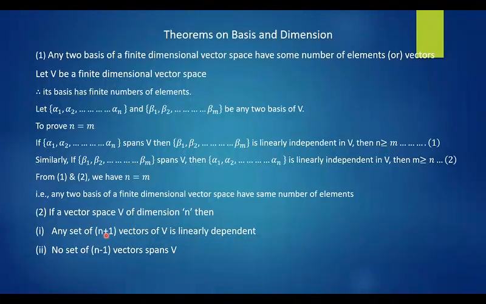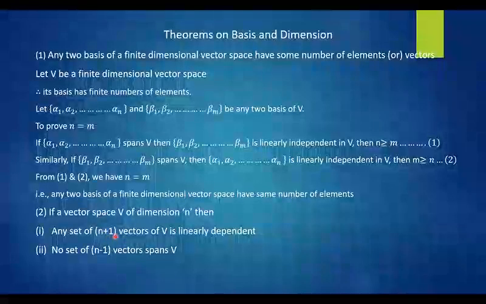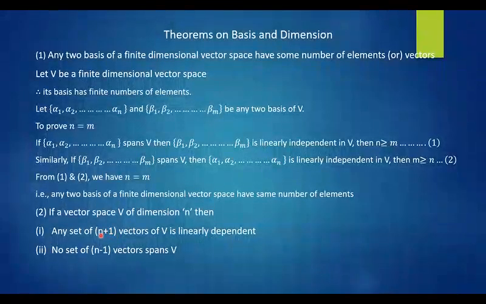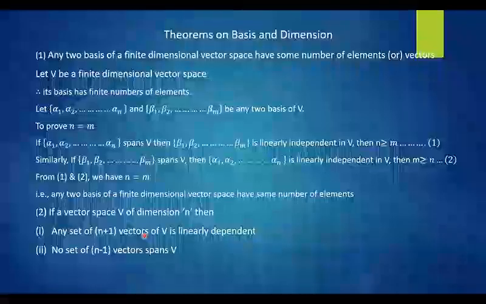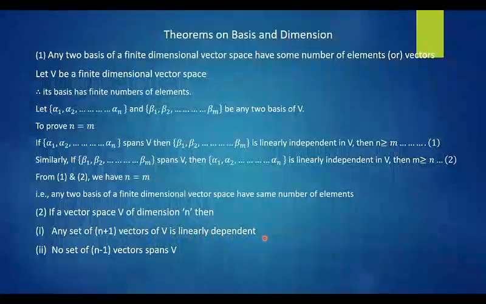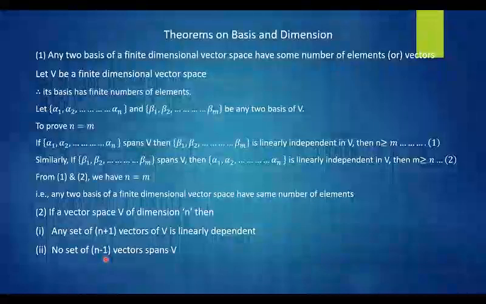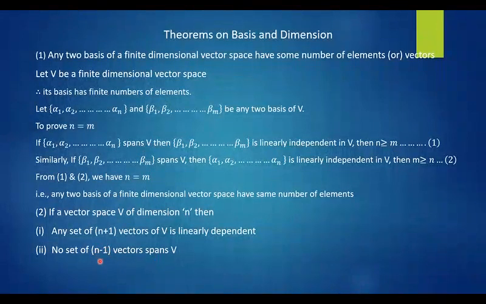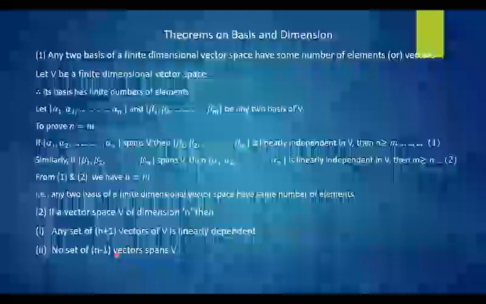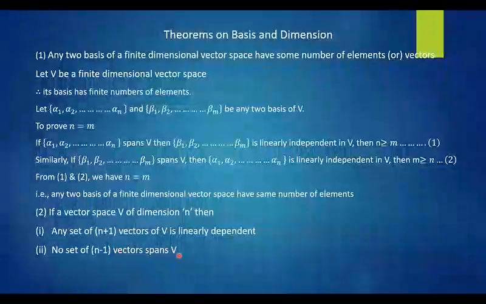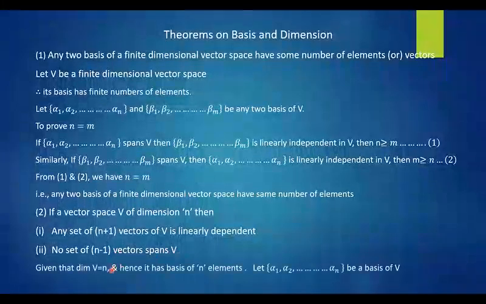If n vectors are in the basis elements, and we add one more vector to n number of vectors, it becomes n plus 1 vectors. Any set of n plus 1 vectors is always linearly dependent. Okay, so no set of n minus 1 vectors spans V. That means what? N vectors span V. If we subtract any one vector from n number of basis elements, then it cannot span V. Okay, this is the meaning of this.